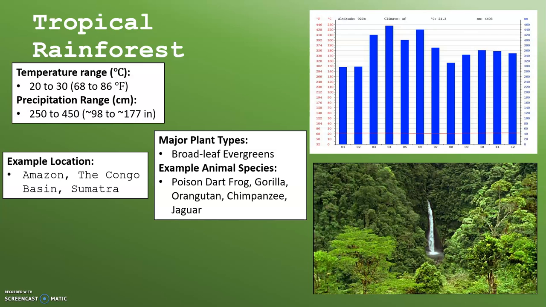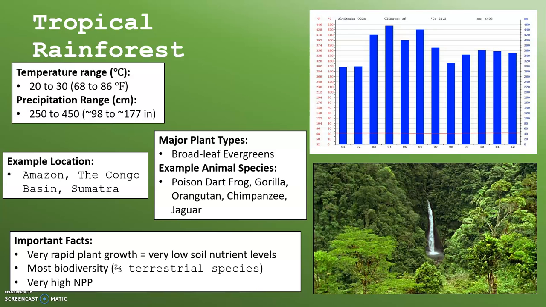Animals that live there: sloth, cobra, chimp, toucan. Very rapid plant growth equals very low soil nutrient levels. Really important, the rainforest has very, very poor, thin, nutrient-poor soils. There's a rapid decomposition and quick uptake of nutrients. It has the most biodiversity, and it's the most productive land biome. The human impact that we see there is deforestation, which causes a loss of habitat, a loss of biodiversity, soil erosion. It has a big impact on climate change because we're not taking in all that carbon dioxide, and loss of potential medicines.